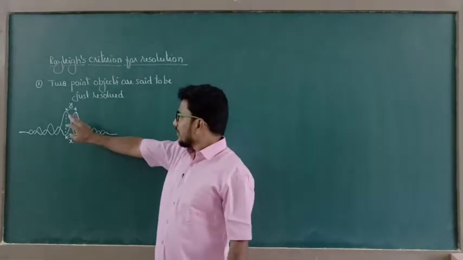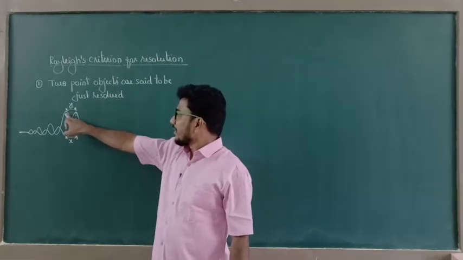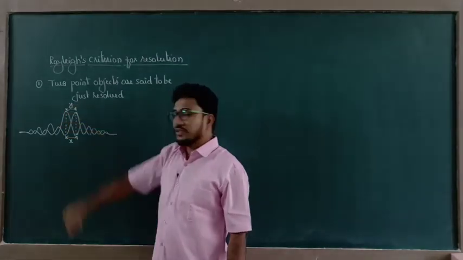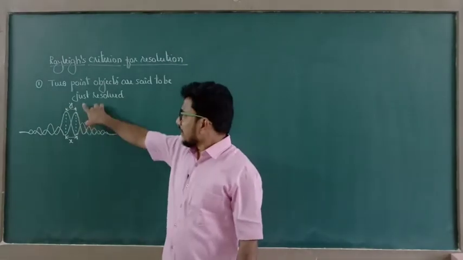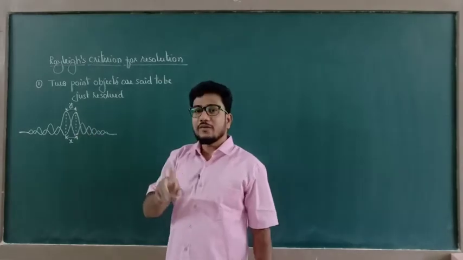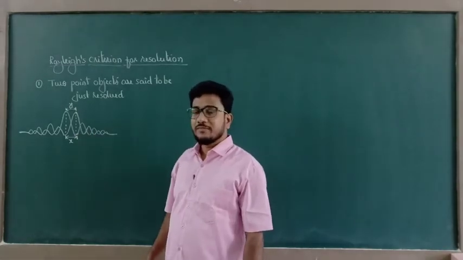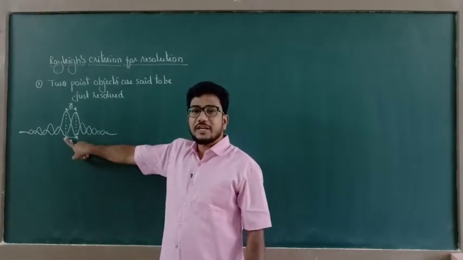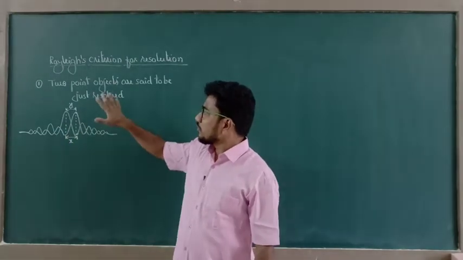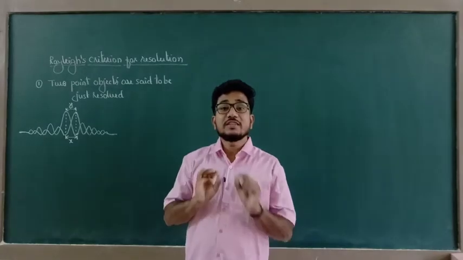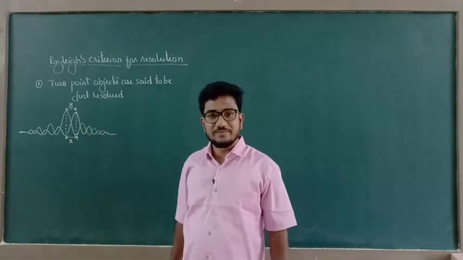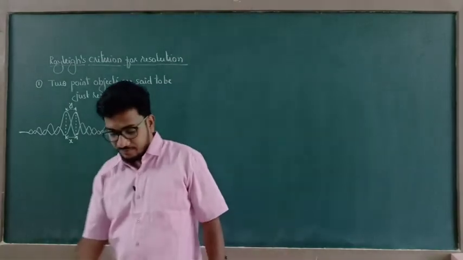In words we can say, if the distance between central bright maxima of two point objects is equal to the distance between the central bright maximum of any one point object from its first secondary minimum, then those two given point objects are said to be just resolved. This is the condition. So note down.